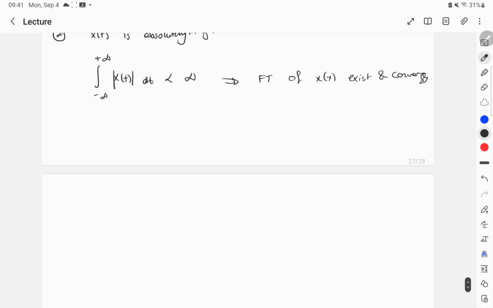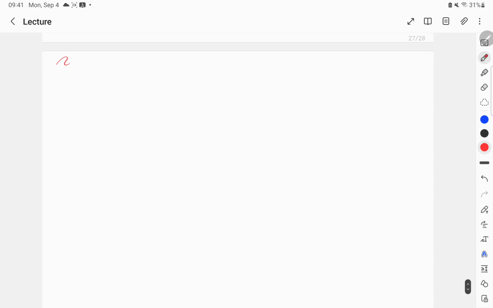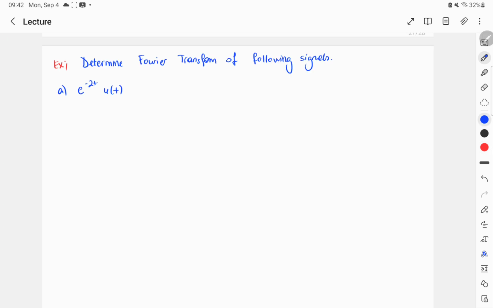Now let's move on to our next example. The example asks us to determine the Fourier transform of the given functions. So our first example is this. What are we going to do? We are simply going to apply our good old formula. And once we do this, we will have this result.